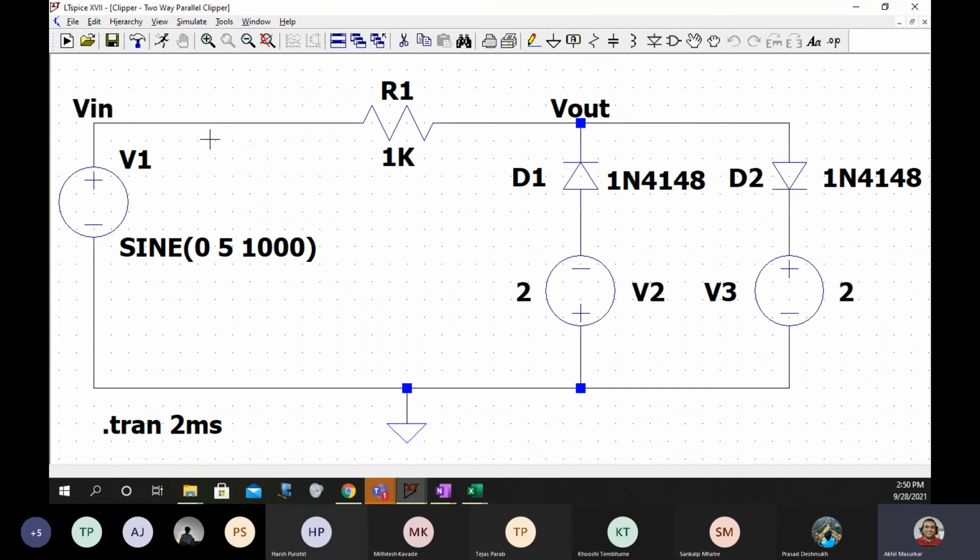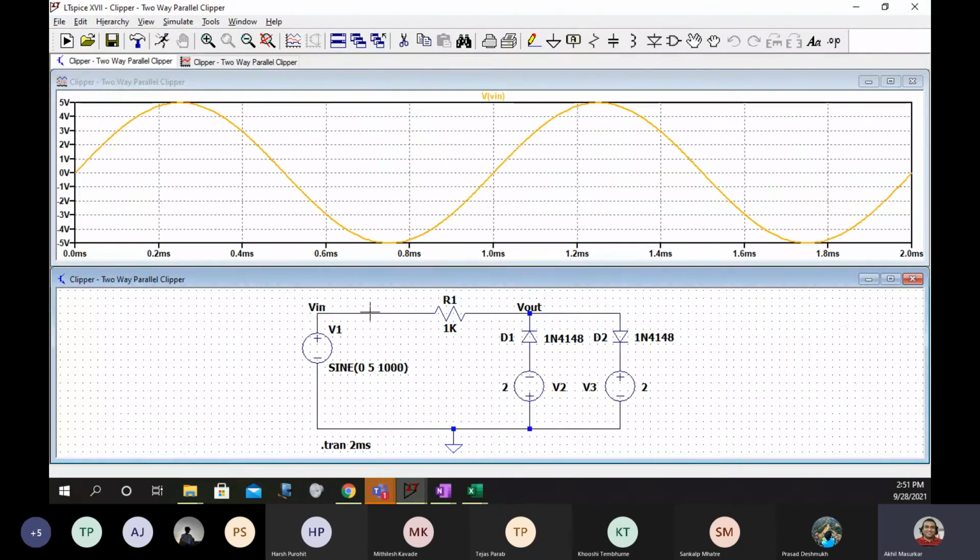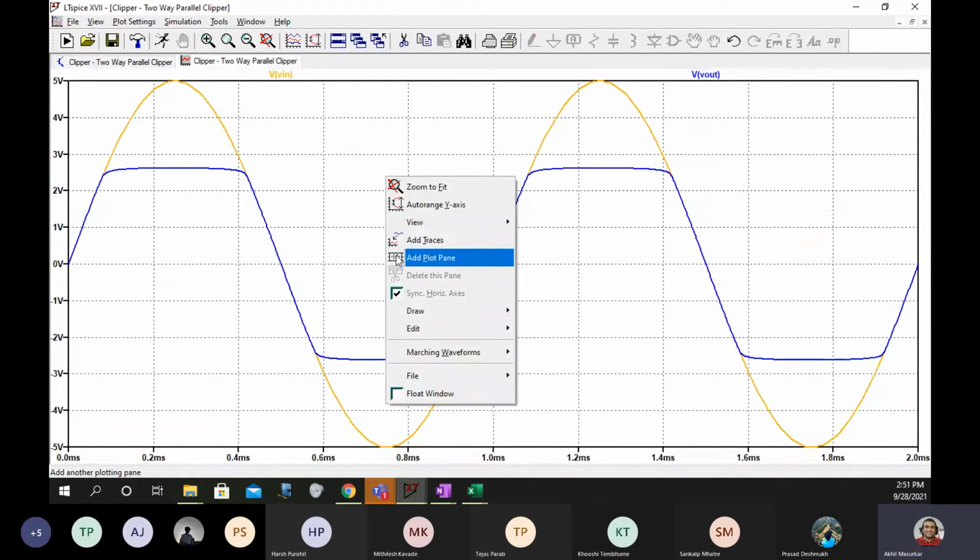Everything else will be same. Sine will be of the same value, 0, 5 volts, 1 kilohertz. And you can see the value of both the sources is the same, that is 2 volts. Now if I try to run this and see V in and V out, you can see that the waveform gets clipped at 2 plus 0.7 and minus 2 minus 0.7. So that's why we call it a two-way clipper.